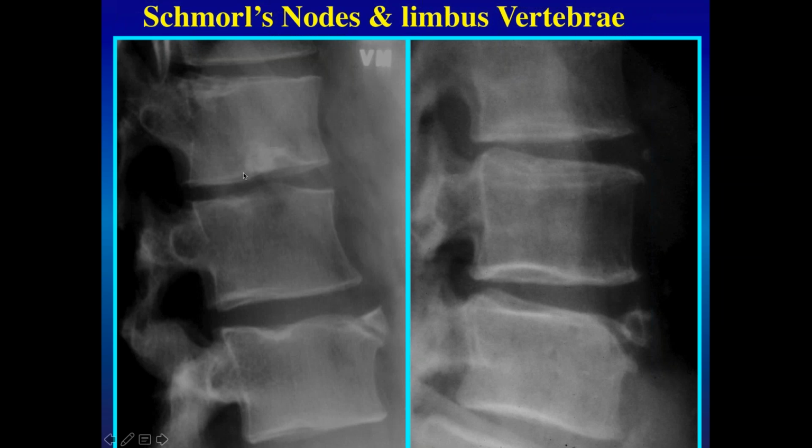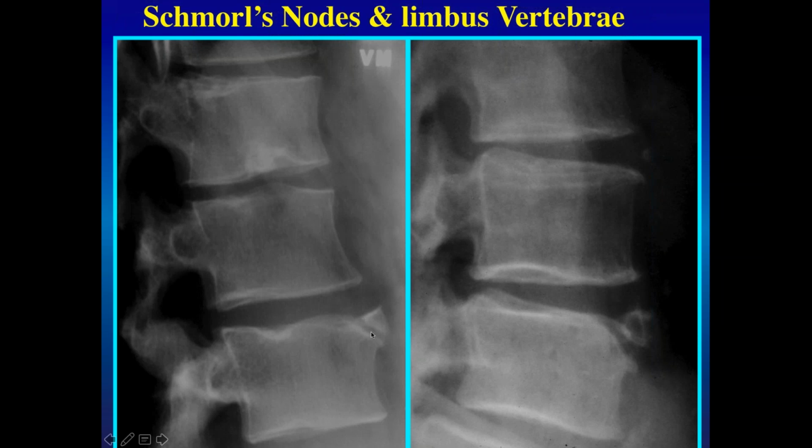At this level, we can tell that this has been present for a long time because the adjacent vertebrae has this overgrowth in this region corresponding to where the nucleus has herniated into the superior vertebral body.